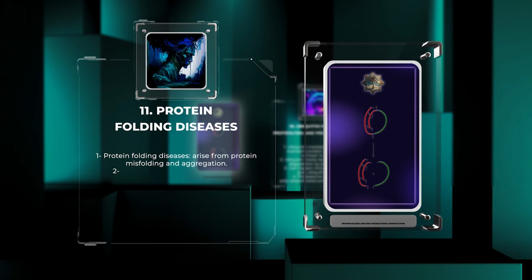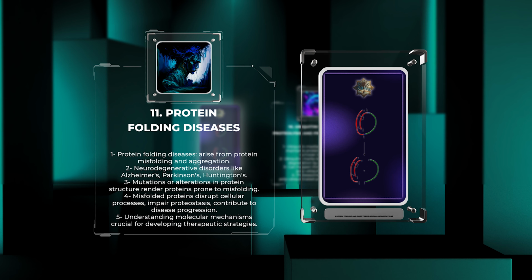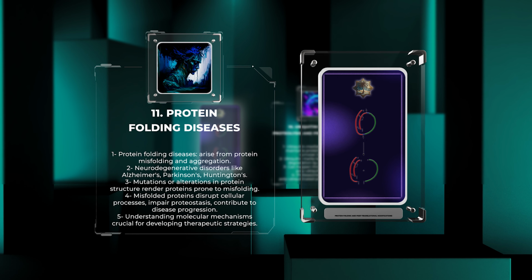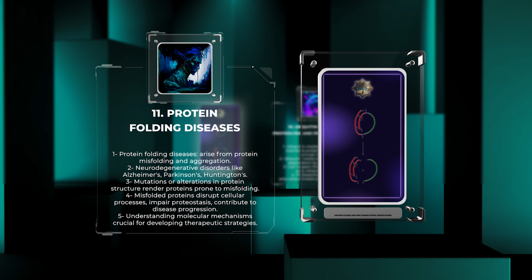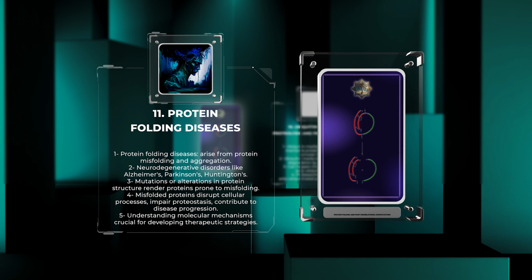Protein folding diseases, also known as conformational diseases, arise from protein misfolding and the subsequent aggregation of abnormal proteins. These diseases include various neurodegenerative disorders, such as Alzheimer's, Parkinson's, and Huntington's disease. Mutations or alterations in protein structure can render proteins prone to misfolding, leading to gain or loss of function, toxicity, and cellular dysfunction. Misfolded proteins can form oligomers and aggregates that disrupt cellular processes, impair proteostasis, and contribute to disease progression. Unraveling the molecular mechanisms underlying protein folding diseases is crucial for developing therapeutic strategies to prevent or alleviate their devastating effects.